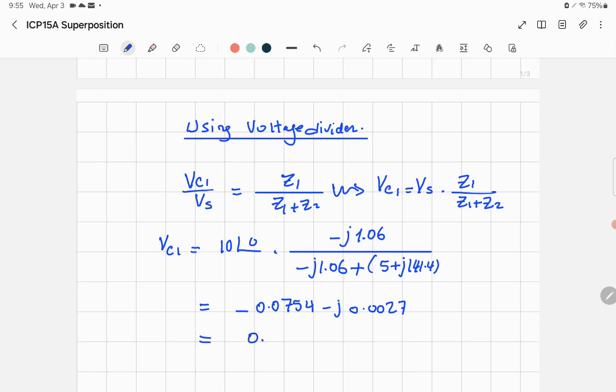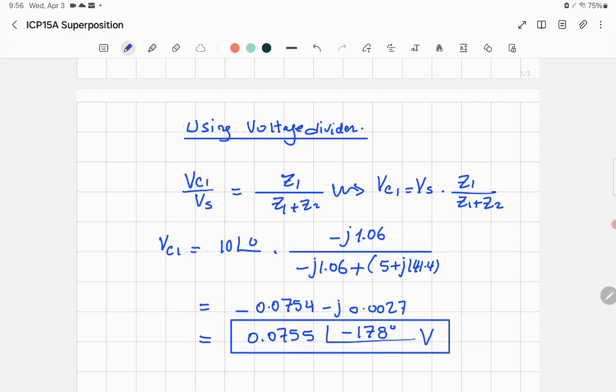Of course, we got to convert it to polar form. So the magnitude will equal 0.0755 on angle negative. Please check in your calculator if you get the same value. Maybe I had some symbol error or something. So that's the voltage across the capacitor when you apply the voltage source VC1.